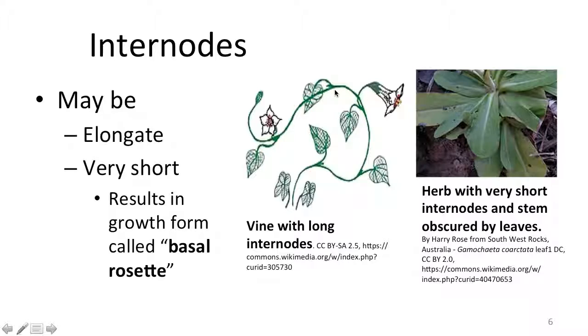Internodes can vary in their length. In some plants, like many vines for example, the internode can be very long. In other plants, the internode can be very short, sometimes not even noticeable with the naked eye. And the result of having a very short internode is shown in this picture over here on the right. This form is called a basal rosette, and that's because the leaves sort of look like rose petals. And you can see there's almost no space between them. They're more or less sitting right on top of one another.